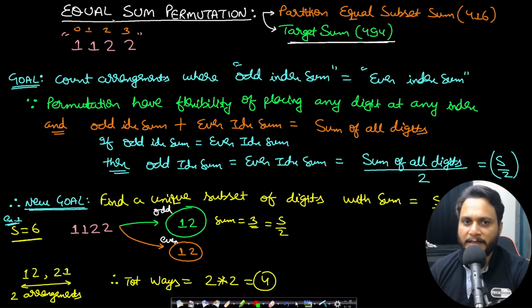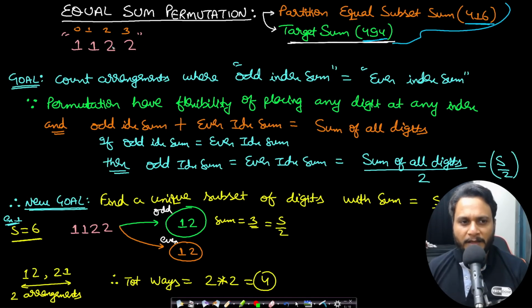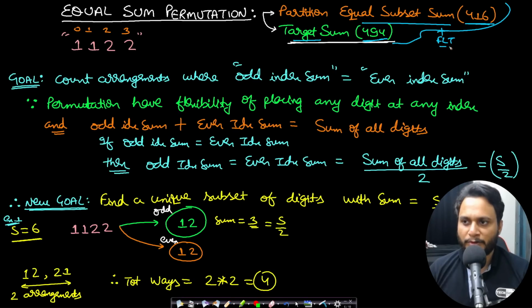Let's now look at the equal sum permutation. Before doing this, I assume that you already know the 0-1 knapsack, and if you are weak in that, then I suggest these two problems, 416 partition equal subset sum and the target sum problem 494, because these two concepts will help you solve this problem. It is the exact same concept, by the way. This problem is about taking the equal subset sum and applying Fermat's little theorem on top of it.